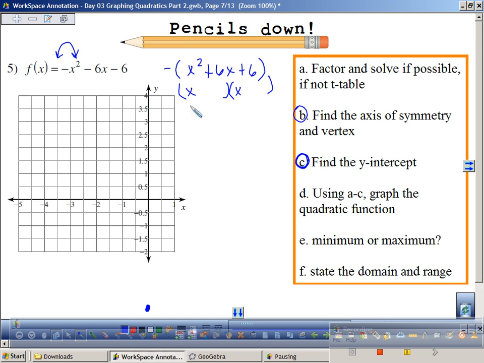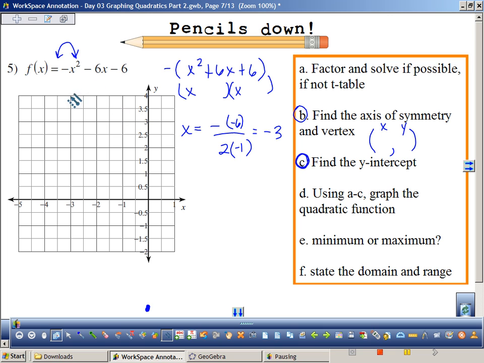Let's go back up to the axis of symmetry. So x equals, I'm trying to find the axis of symmetry. So look, I'm going to put this little point over here. I'm going to find my x, then I'm going to find my y. So to find my x, it's -b over 2a. What's my a? Sorry, what's my b? -6. What's my a? -1. So what's that? 6 over -2, which is -3. Here's -3 right here. Draw myself a line.